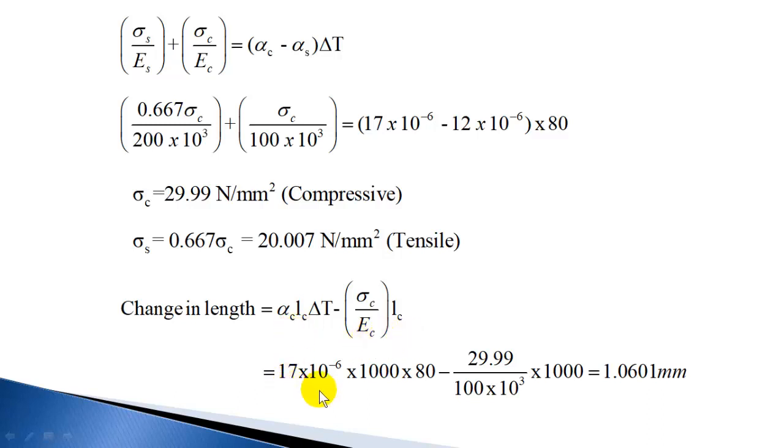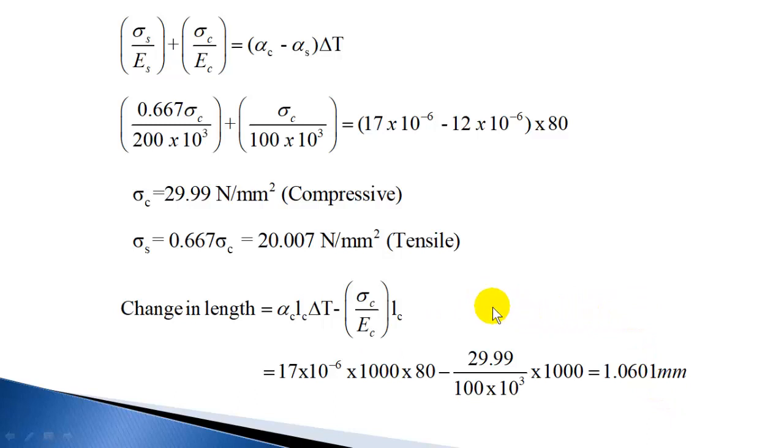So alpha C is 17 into 10 raised to minus 6 into the length of the bar. L_C and L_S are the same, 1000, and delta T is 80, minus sigma C, we already got 29.99, divided by 100 into 10 raised to 3 into 1000, which will work out to 1.0601 mm.